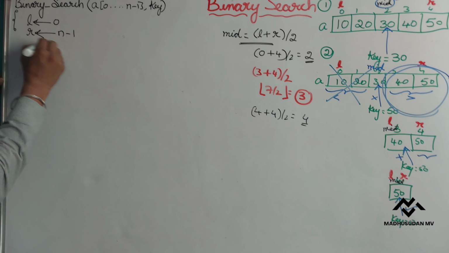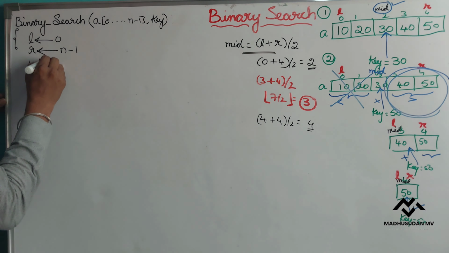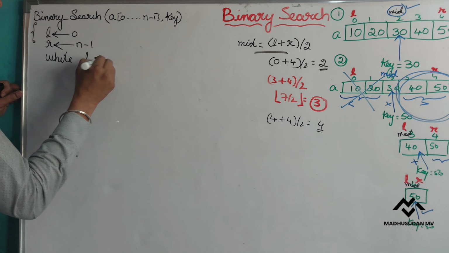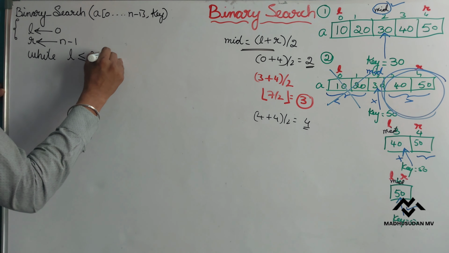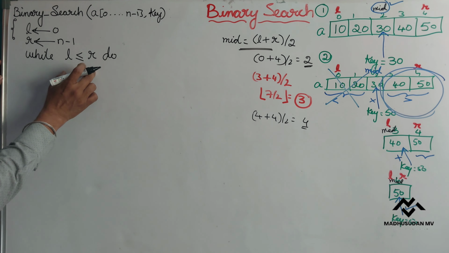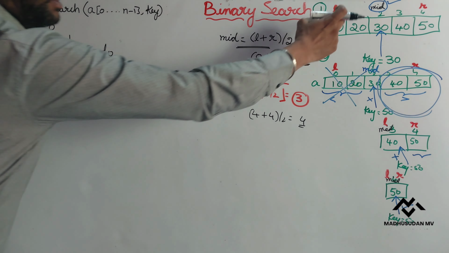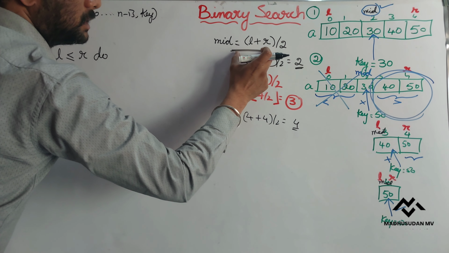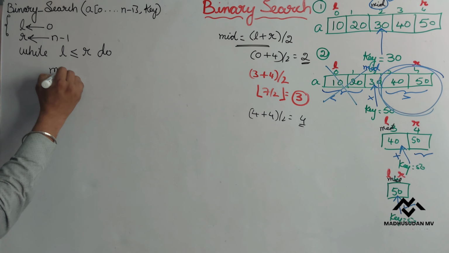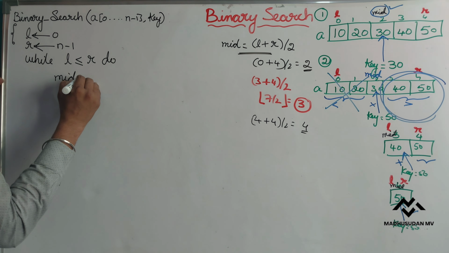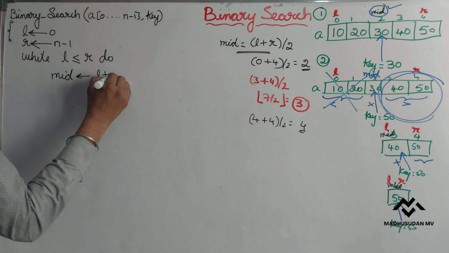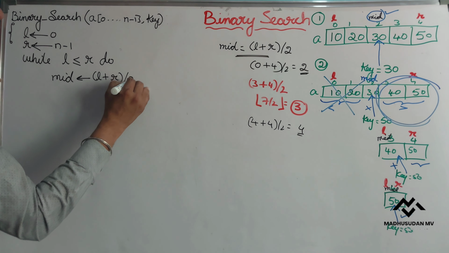So what I will do, I will check while L less than or equal to R, then do. That means when L is less than or equal to R, what we will do? First, we check the mid. We calculate the mid position. So mid is equal to what? Left plus right indexes divided by 2.